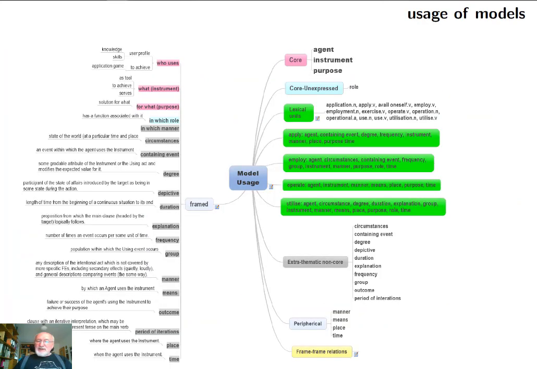That means we have a usage frame. Here I have again apply, employ, operate, utilize. We have a core understanding of how usage comes with an agent. It should be an instrument, and of course it should serve the purpose. We have some extra thematic known core, and we take the same frame that people have been developing for model usage. This would be a general picture like this mind map, and again I would advocate that we are using some kind of framed approach.